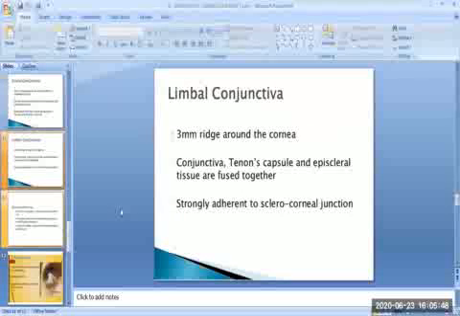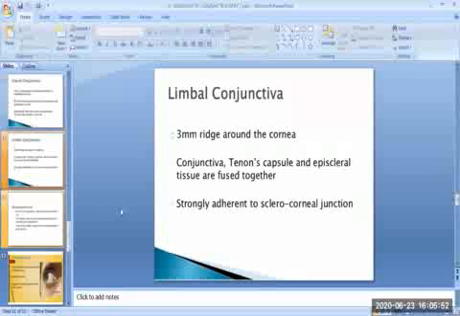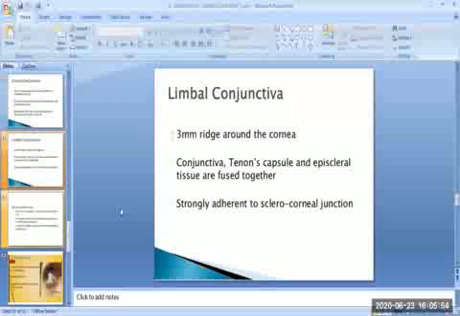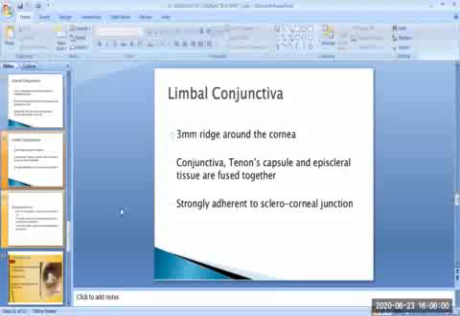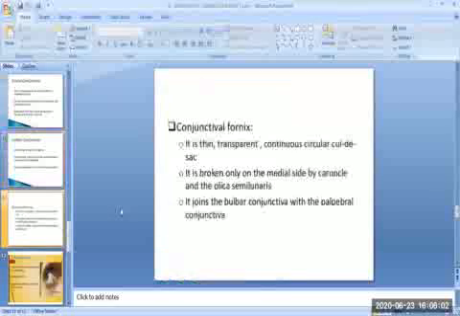Then what is the limbal conjunctiva? It is a 3 mm ridge around the cornea. Here the conjunctiva, Tenon's capsule, and the episcleral tissues are fused together. It is strongly adherent to the sclerocorneal junction.